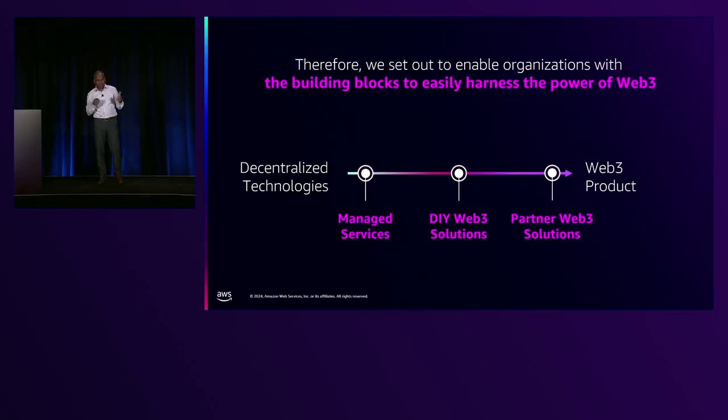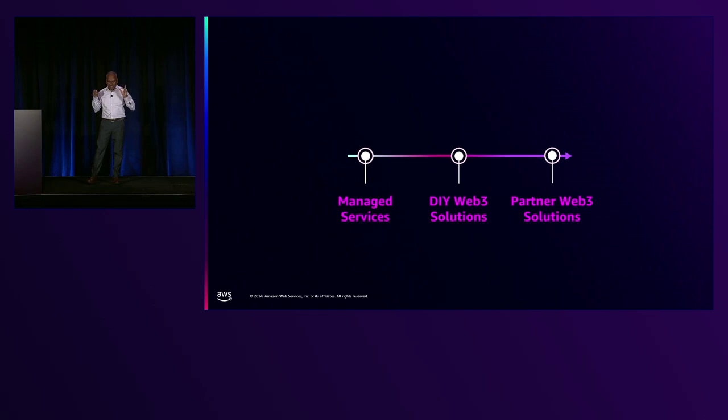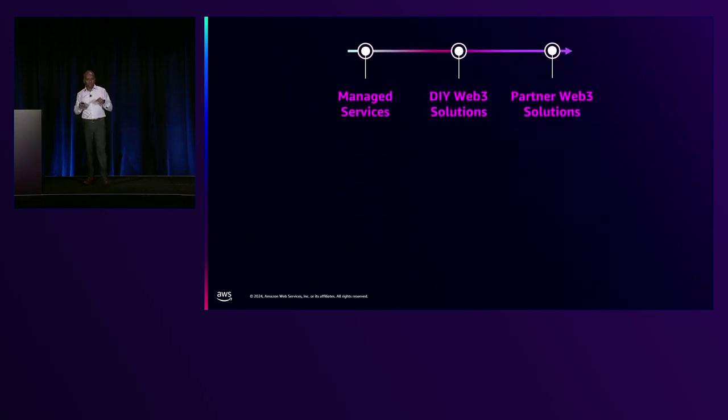And lastly, partner-led solutions. Our AWS Marketplace and Partner Network feature a variety of solutions built by our partners that are ready to deploy and use on AWS. Now let's explore each of these foundational pillars and see what we have. Let's start by talking about managed services.